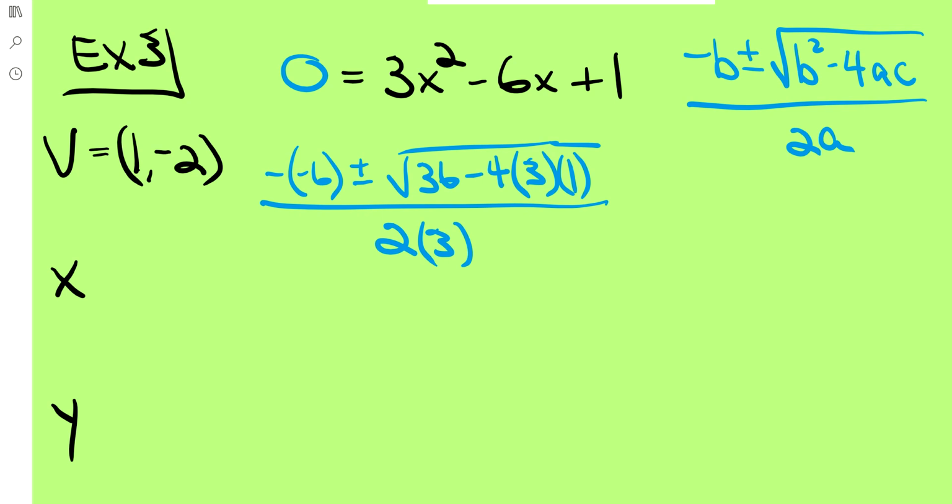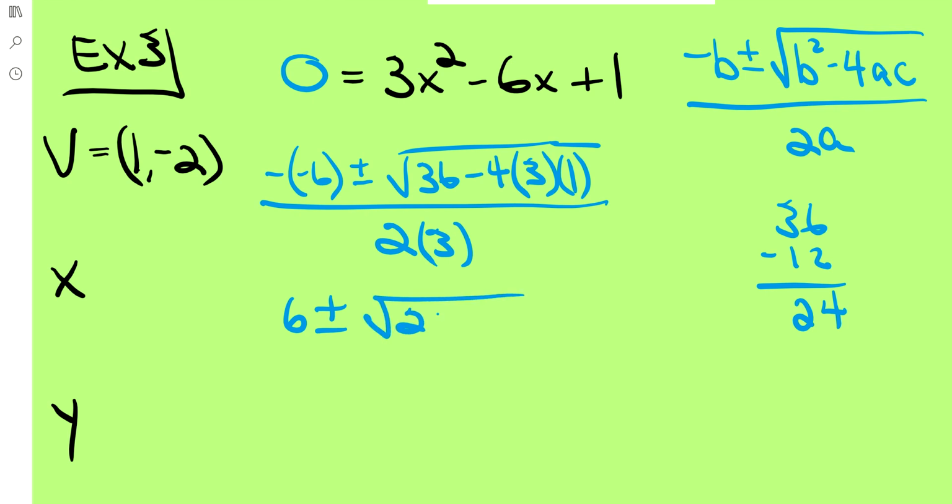Okay, let's figure it out more. So I got 6 plus or minus, let's see, I've got 36 minus 12. 36 minus 12, what is that? 24. And that's going to be the square root of 24. And how about all that being over 6? 2 times 3 is 6.